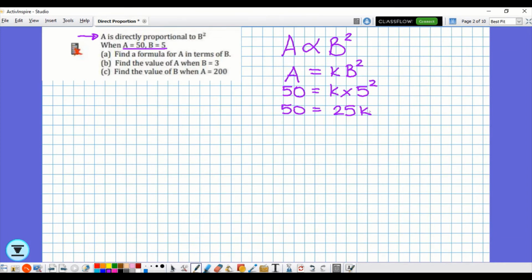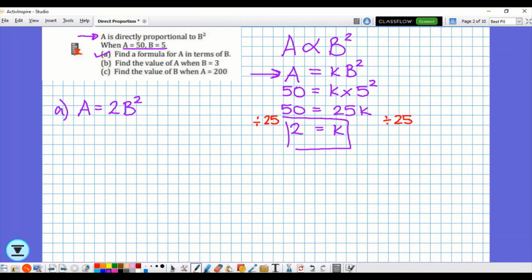Now I need to find what the value of k is, so I'm going to divide both sides by 25 to get k on its own. 50 divided by 25 leaves me with 2, and then this side we just have k. So I know for part A, my formula is going to be this one here, but I'm going to put in my value of k. So I get A equals 2, because k is equal to 2, B squared. So this is a formula for A in terms of B.